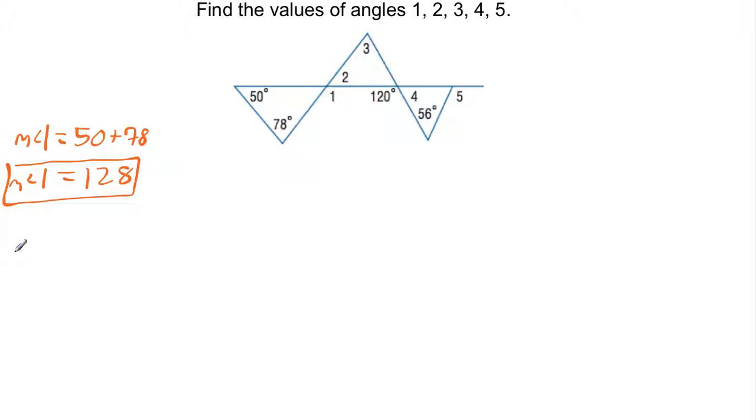Likewise, measure of angle 2, so the measure of angle 1 plus the measure of angle 2, these are a linear pair, so they are supplementary. So if 128 is the measure of angle 1, the measure of angle 2 is equal to 180 minus 128, which is going to be 52.